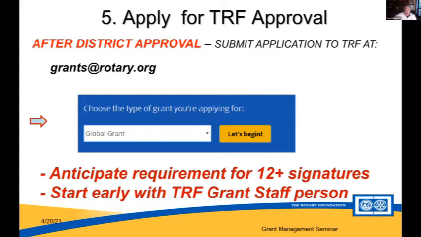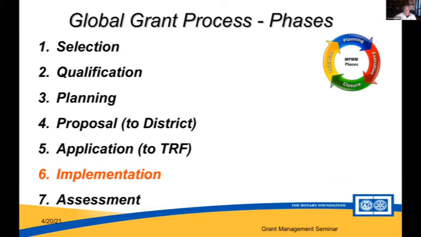And again, we recommend that during this time when you're working on your project, that you get in touch with your grant staff person at RI, at TRF, because they'll help you through the application. And if they help you get through it, you've got a very, very good chance it's going to be approved. Next step, once you're approved by TRF, and again, they're pretty tough. That's why you want to make sure before you submit it that you've really done a good job on the application.